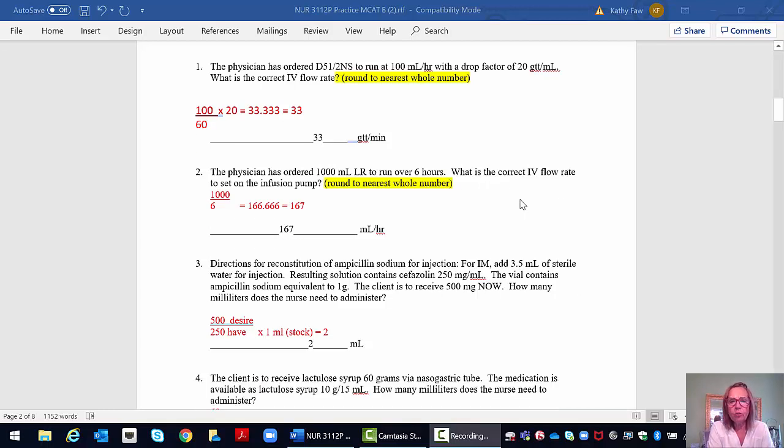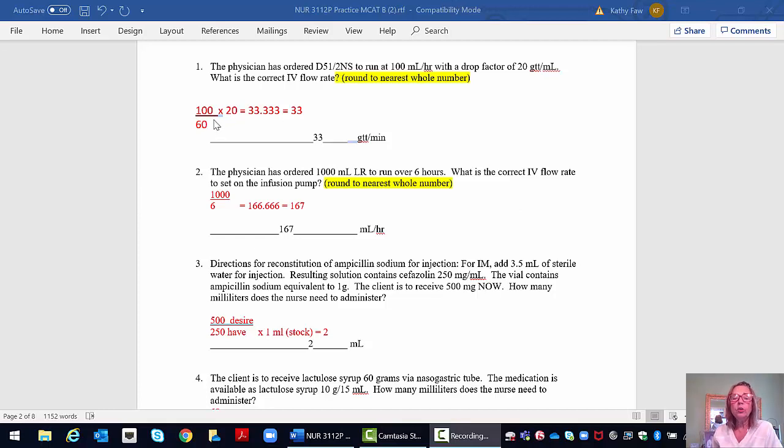It says the physician has ordered D5.5 normal saline to run at 100 mLs an hour with a drop factor of 20 drops per mL. So how do you calculate that IV flow rate? You notice that I highlighted round to the nearest whole number. Now you do that at the very end, okay? So basically what you want to do is you take your amount of mLs, which is 100, and you times it by your drop factor.